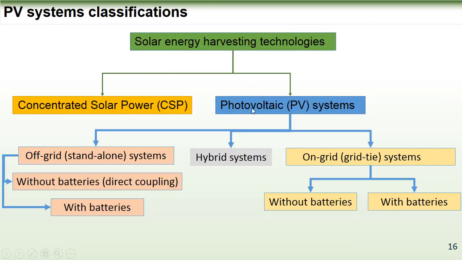Now, PV systems can be classified based on their connection to the power grid or the electrical grid, in which case the generated electricity is synchronized with the electrical system. Therefore PV systems can be divided into off-grid or standalone systems, and on-grid or grid-tie systems, and each of them may or may not include batteries. Hybrid PV systems are systems with or without the electrical grid.